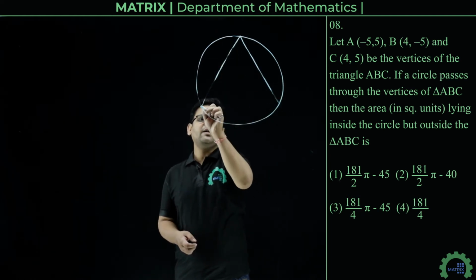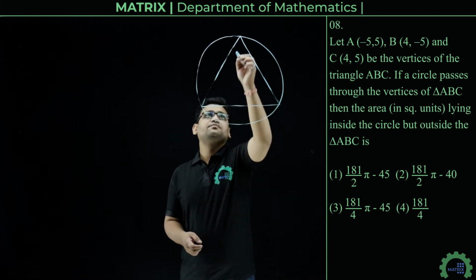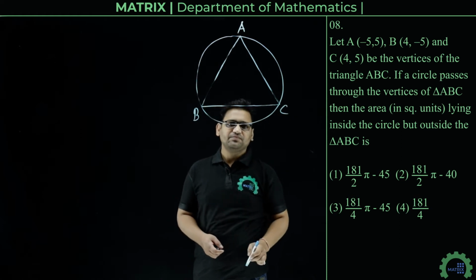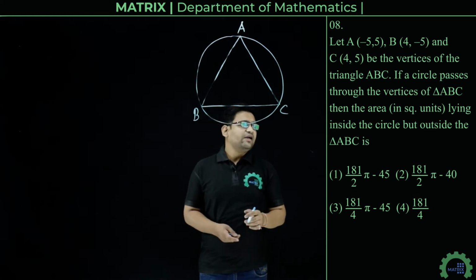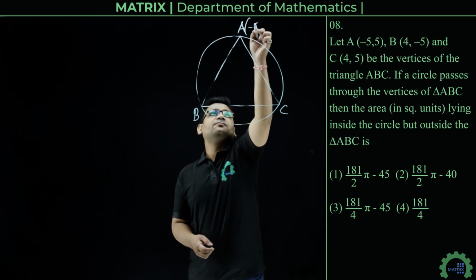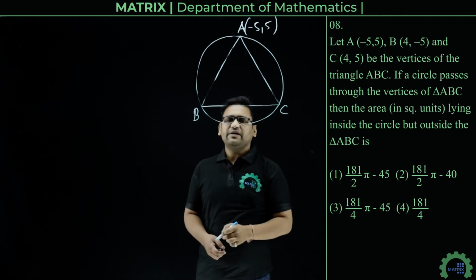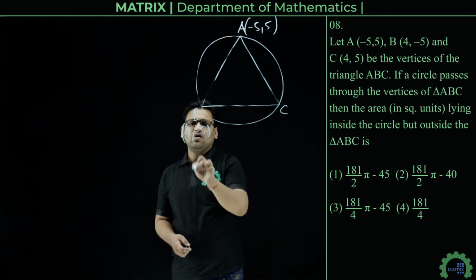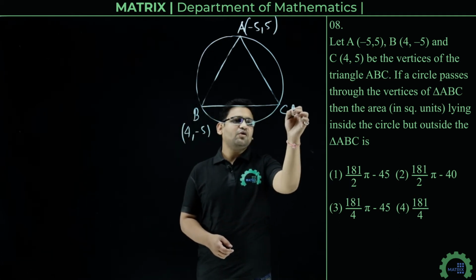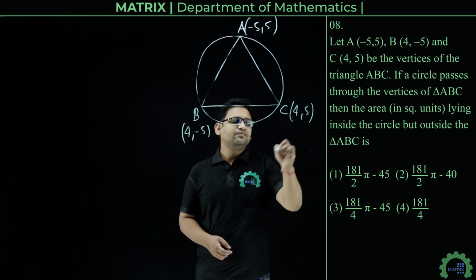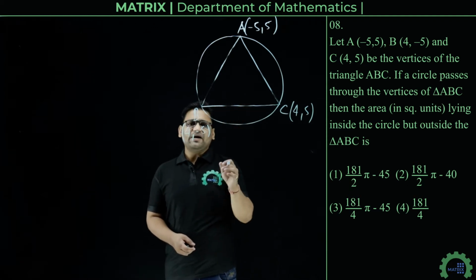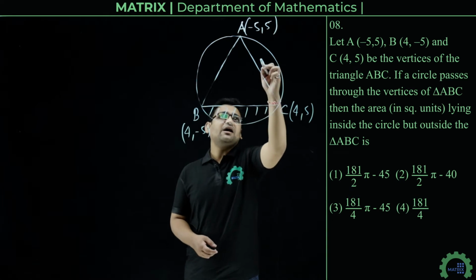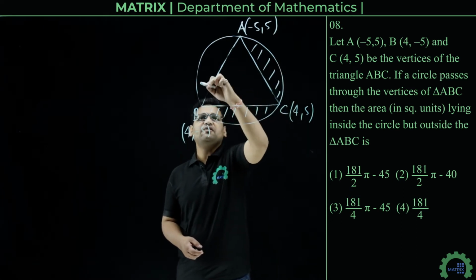Let this be the triangle ABC. This is A, this is B and this is vertex C. Here the coordinates of A are minus 5, 5. Coordinates of point B are 4, minus 5 and coordinates of C are 4, 5. Now we have to find the area which is lying inside the circle but outside the triangle, that is we have to find this area.